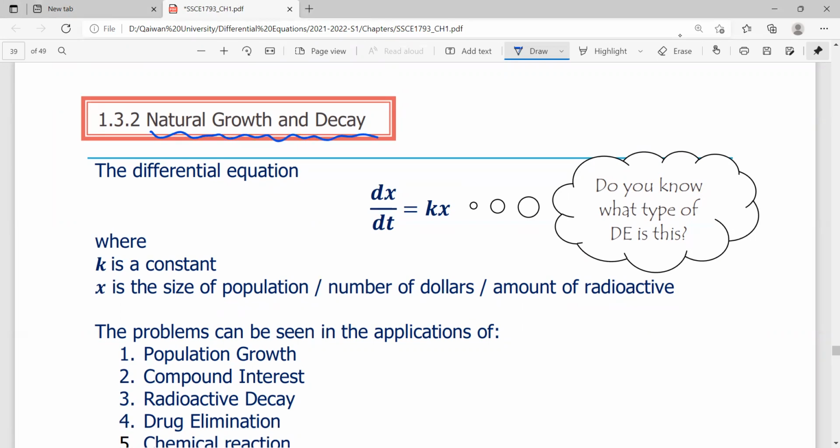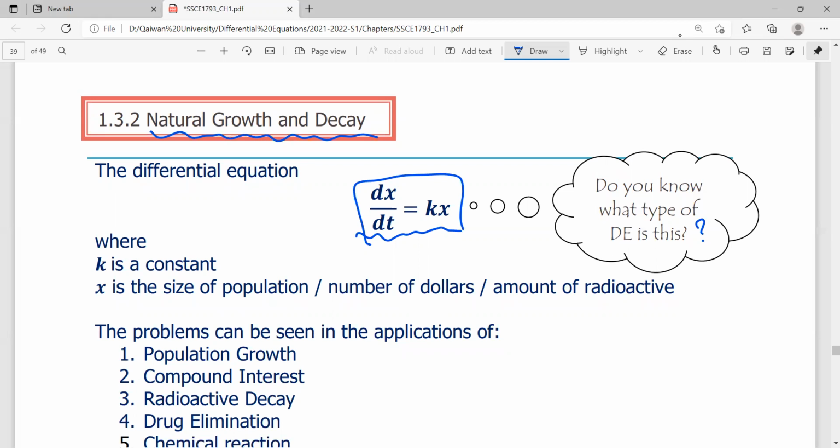Here we say the differential equation dx by dt equals kx. This is the equation of the application of first order differential equation for natural growth and decay. Here there's a question: do you know what type of differential equation this is?